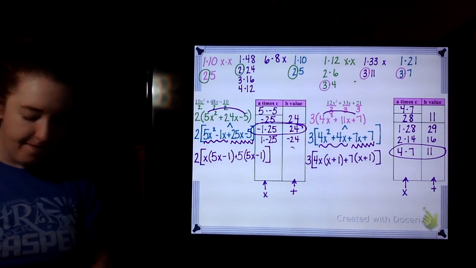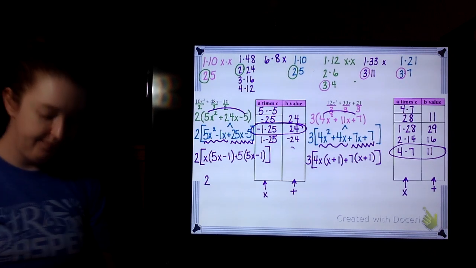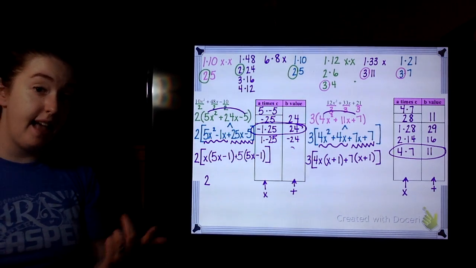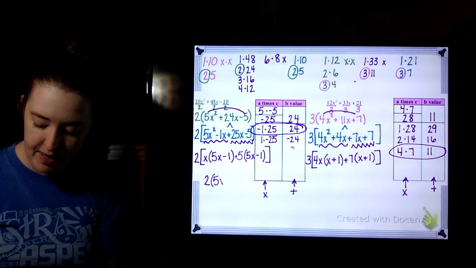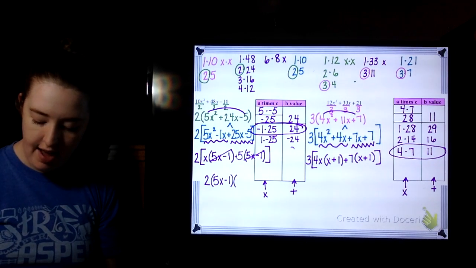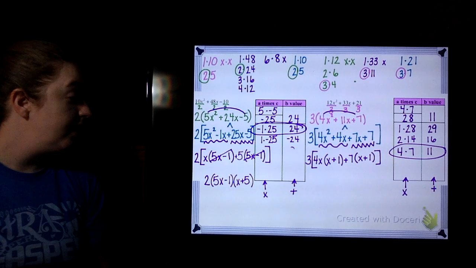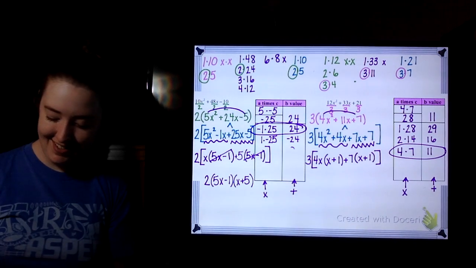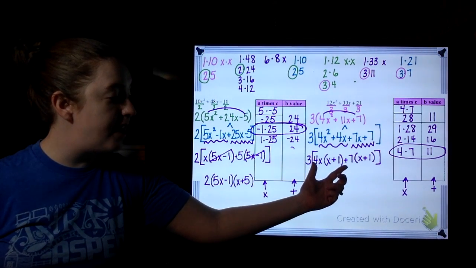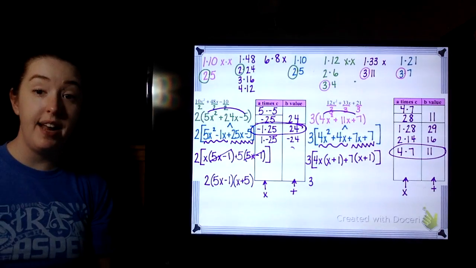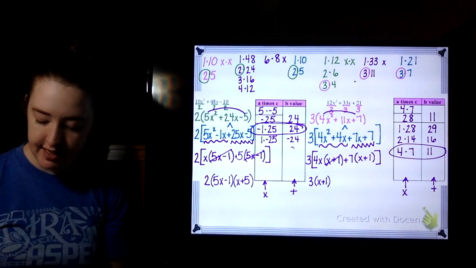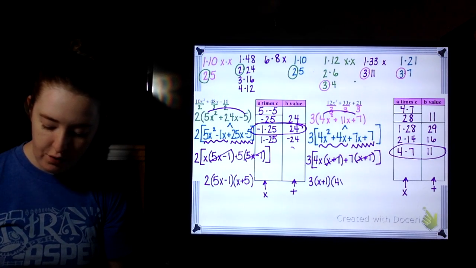We're going to bring down that greatest common factor, that 2. We're going to take out what x times 5x minus 1 and 5 times 5x minus 1 has in common. They have that 5x minus 1 in common. So then when we factor that out, we're just left with x plus 5. And now we're all done factoring that one. Last one, bring down our greatest common factor, that was 3. We're going to take out what 4x times x plus 1 and 7 times x plus 1 has in common. They both have an x plus 1. And then my second set of parentheses is going to be what's left over, 4x plus 7.